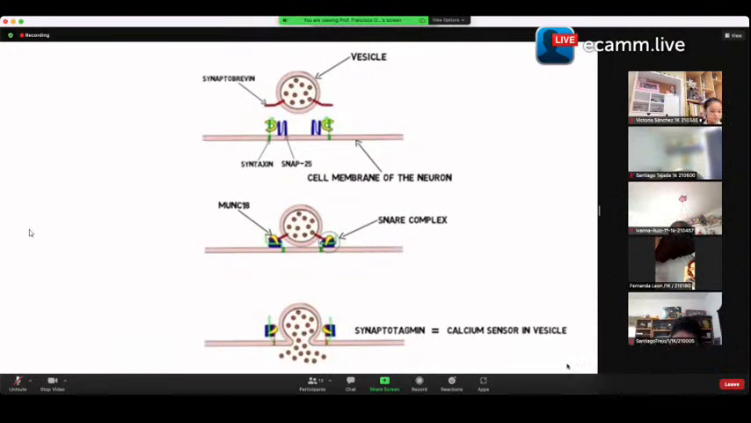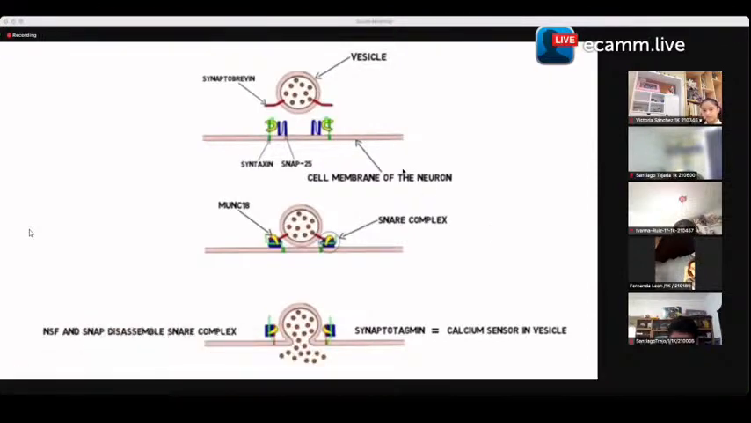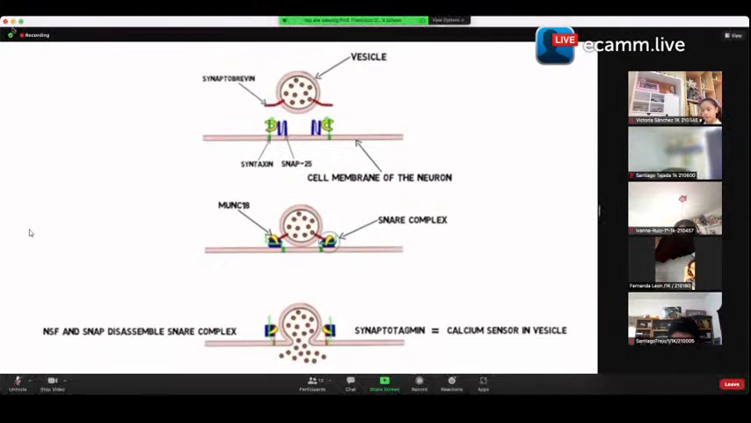When the vesicle fuses with the cell membrane, it empties its contents into the synaptic cleft. After neurotransmitter release, the snare complex is disassembled with the help of proteins called NSF and SNAP, and the vesicle is recycled so it can be used again.